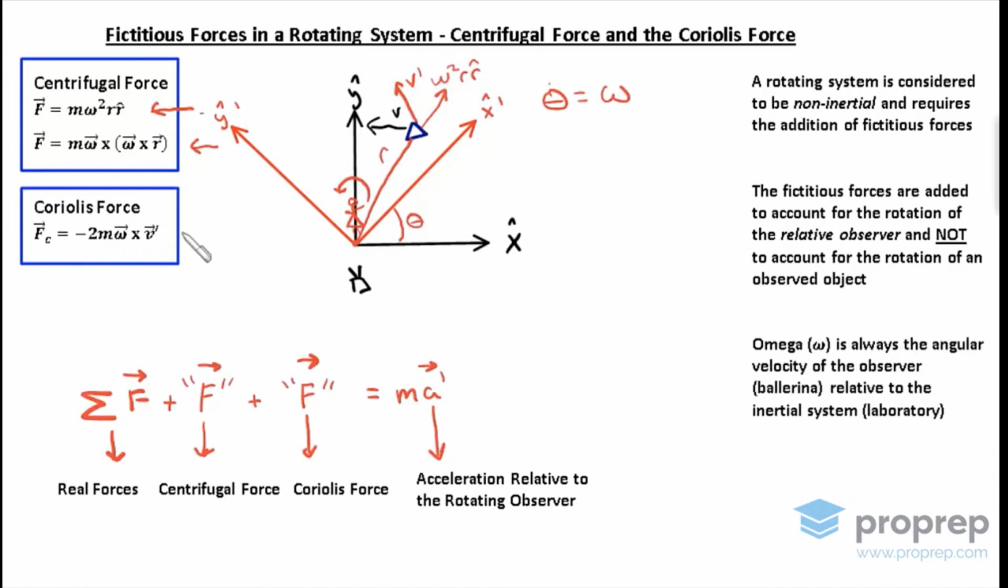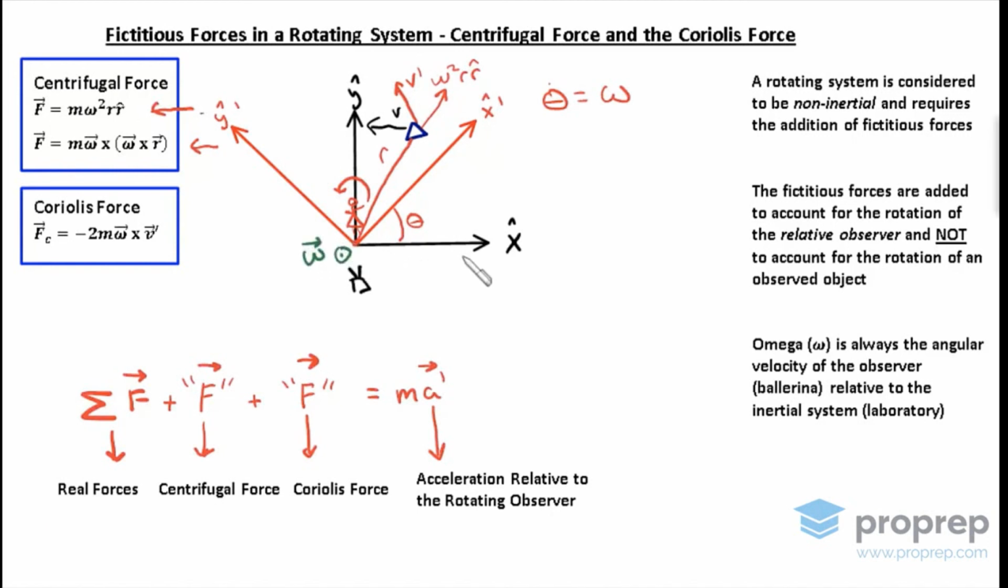And v tag, because it has the tag, we know that we're talking about a relative velocity. So it is the velocity of the object being measured, in our case the triangle, relative to our relative observer, the ballerina. So let's look at the example of our problem here. We already have v tag symbolized here, and what we need to do is find omega. So according to the right-hand rule, we can see that omega should be coming towards us. So this is the omega vector.